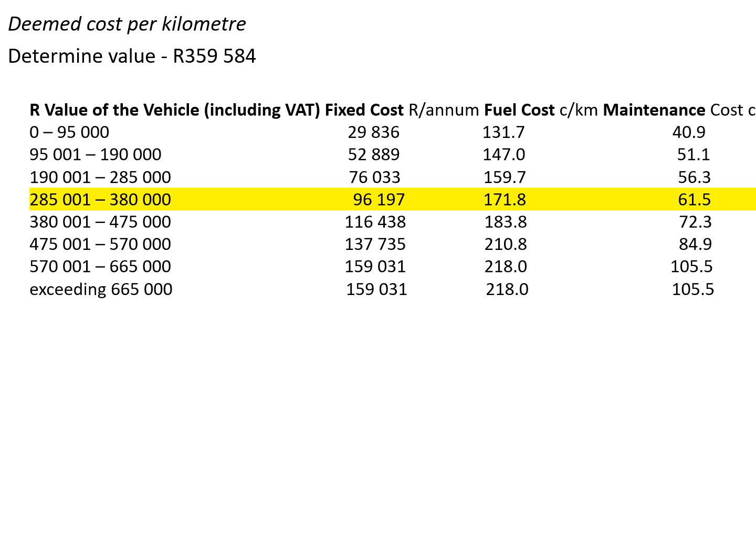In that bracket between 285,000 and 380,000, we see the fixed cost is 96,197 Rand. The fuel is 171.8 cents per kilometer, and the maintenance is 61.5 cents per kilometer.